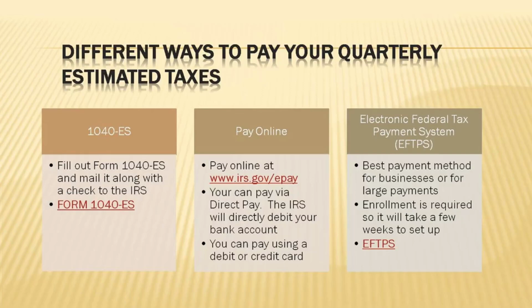And then thirdly, the Electronic Federal Tax Payment System, also called EFTPS. Now, this is the best payment method for businesses or for larger payments. If you are a C corporation, usually you are required to pay this way. If you're not, you can still pay this way. It's an option for you.